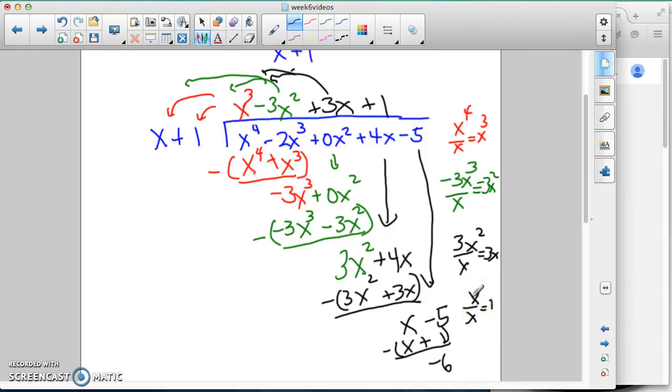So in this case we had a remainder. It wasn't a factor. It doesn't go in evenly. So what we would want to do here is put a minus 6 over x plus 1.